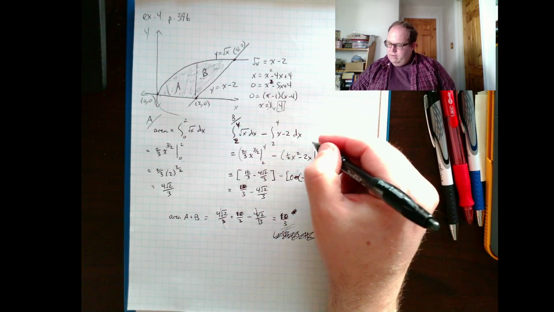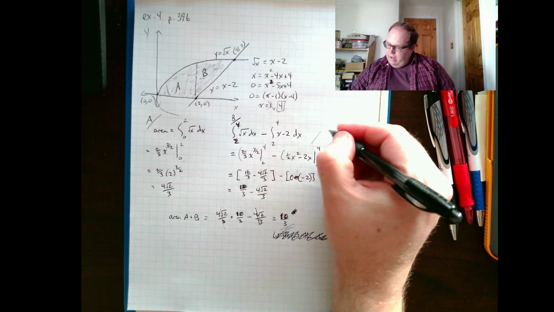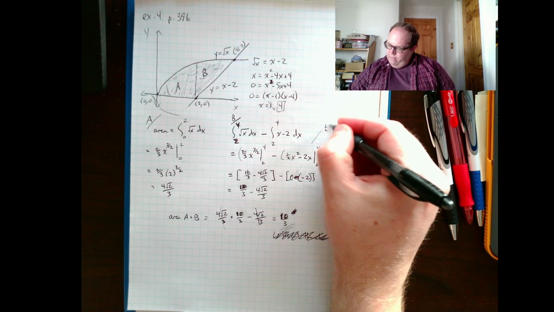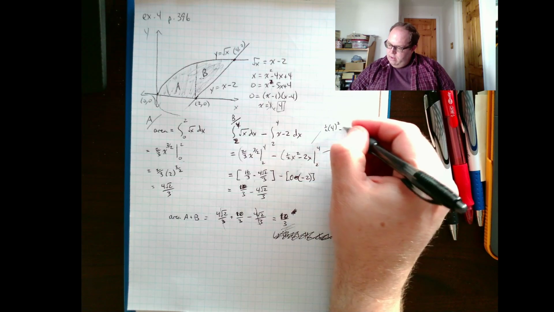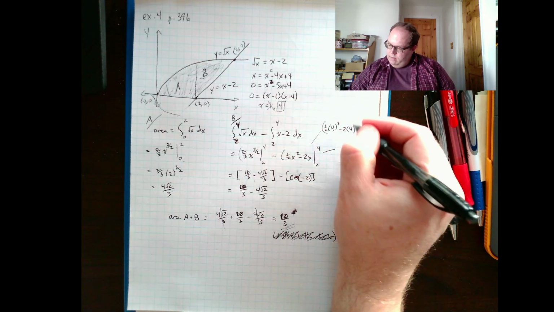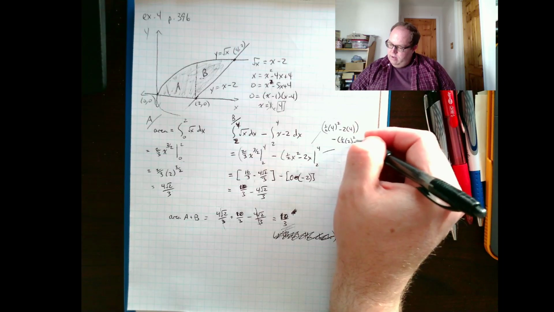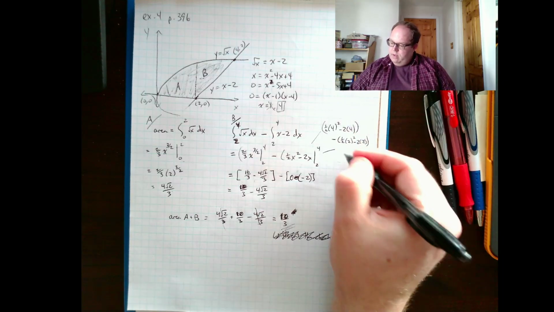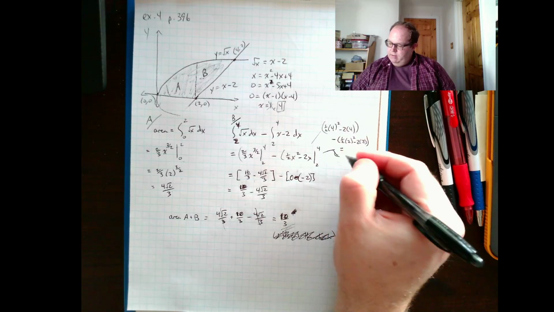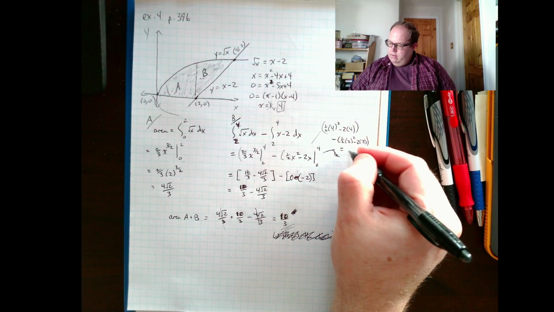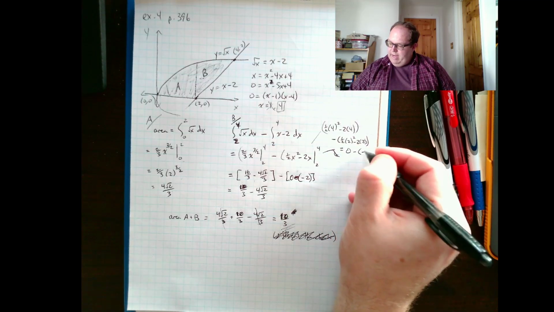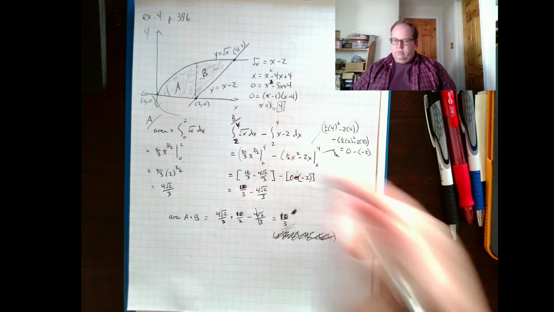If I wanted to write this out in a little bit more detail, I would say that this was a half of 4 squared minus 2 times 4 minus a half of 2 squared minus 2 times 2. And this all worked out to be 0 minus negative 2. Which is where my problem was there.